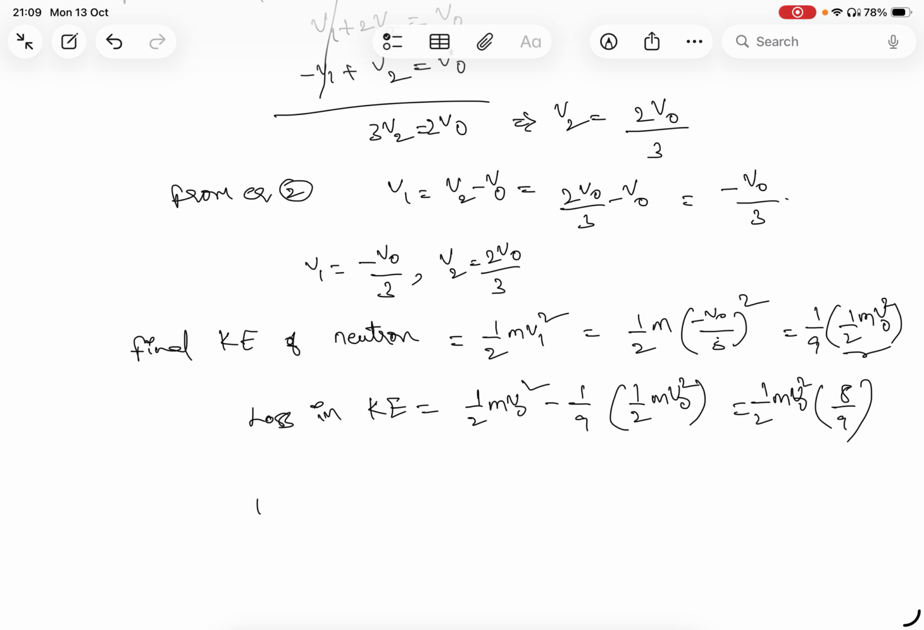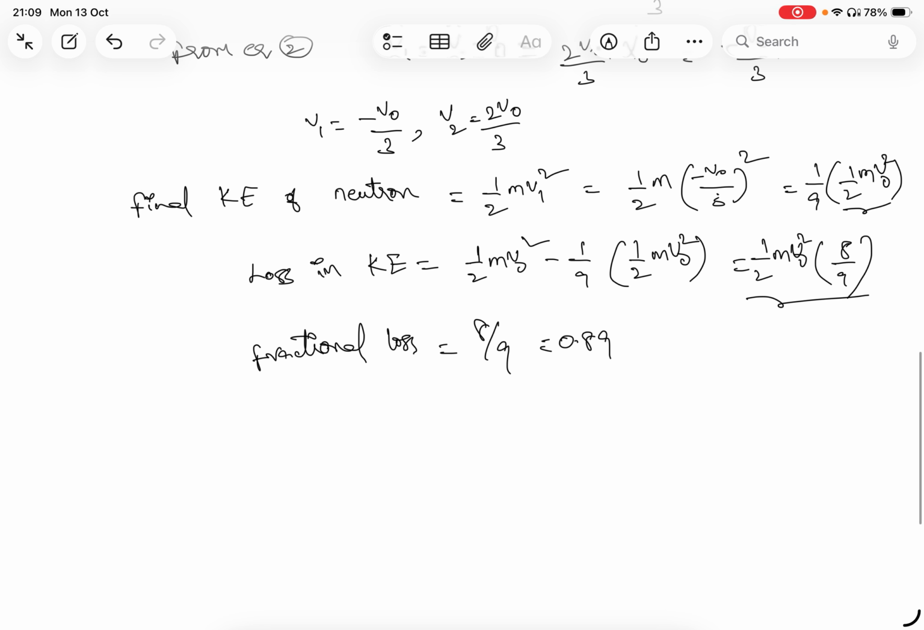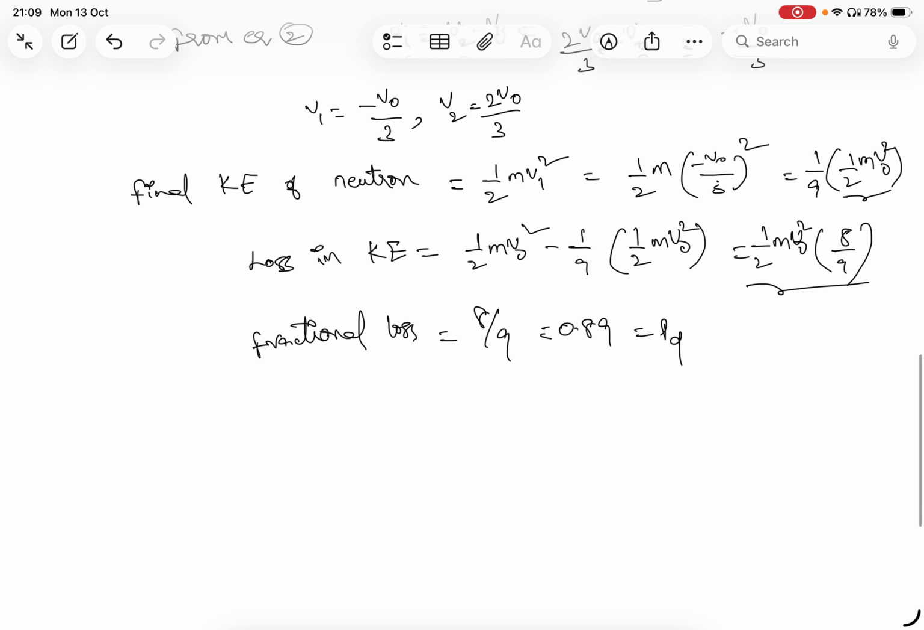Then what is the fractional loss? The fractional loss is 8 by 9 of half m v0 square divided by half m v0 square, which is 8 by 9, which can be written as 0.89. This is PD. Similarly, we need to solve for the case of carbon, to figure out the value of PC.